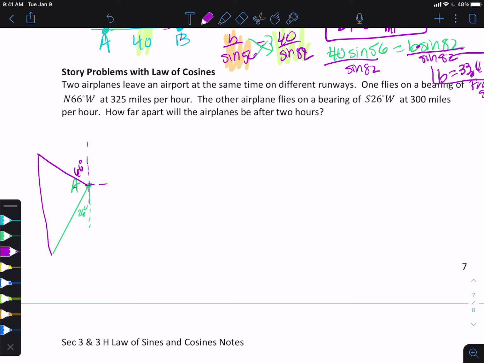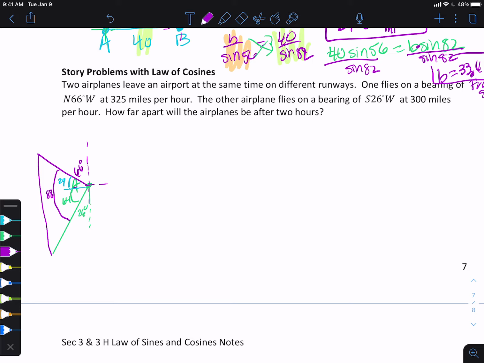Now we need to find more pieces of information. On this one, we can tell what this amount is by doing 90 minus our 66, which is 24. And I can tell what this part is by doing 90 minus the 26, which gives us 64. So that means that this full angle is the 24 plus the 64, which gives us 88.